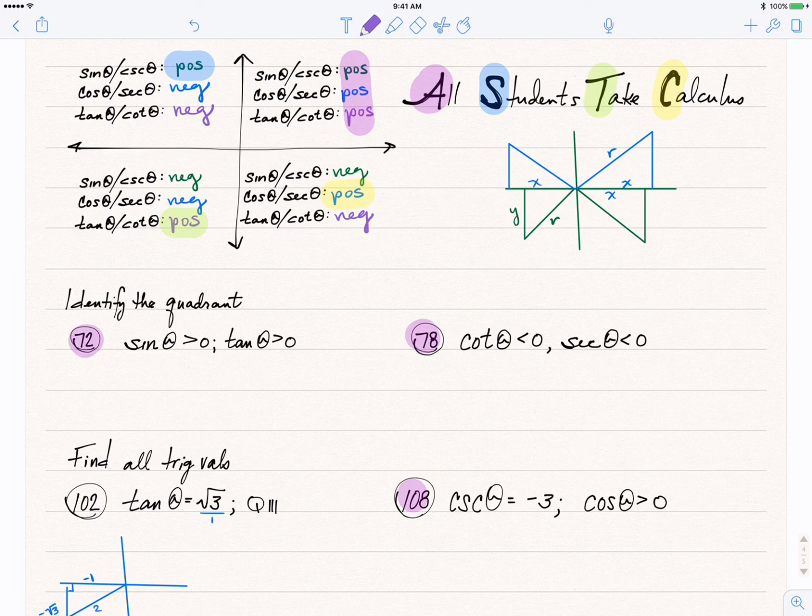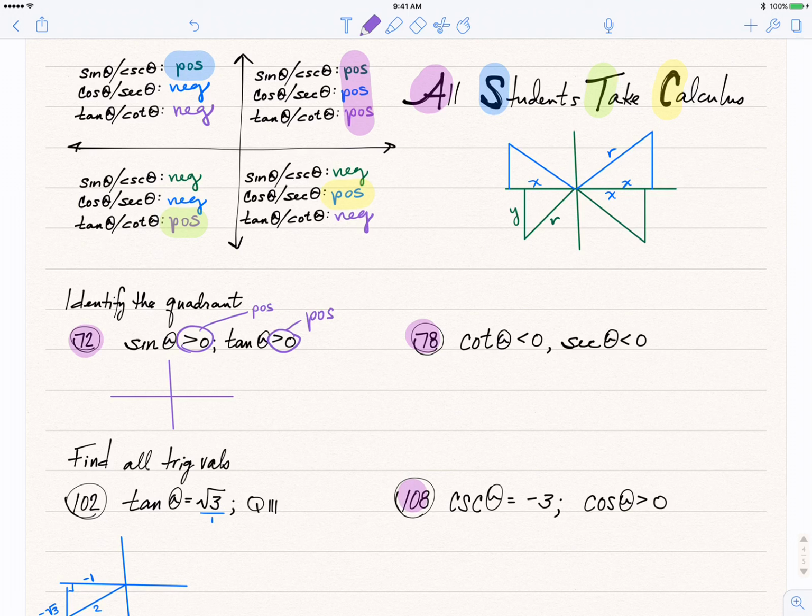So you'll notice that on number 72, we've got some mathematical symbols here. First of all, it says that sine theta is greater than 0. Now we know that greater than 0 is the same thing as saying it's positive because only numbers greater than 0 are positives. Same thing with the tangent. So what this is asking is, in which quadrant do both of these things occur at the same time?